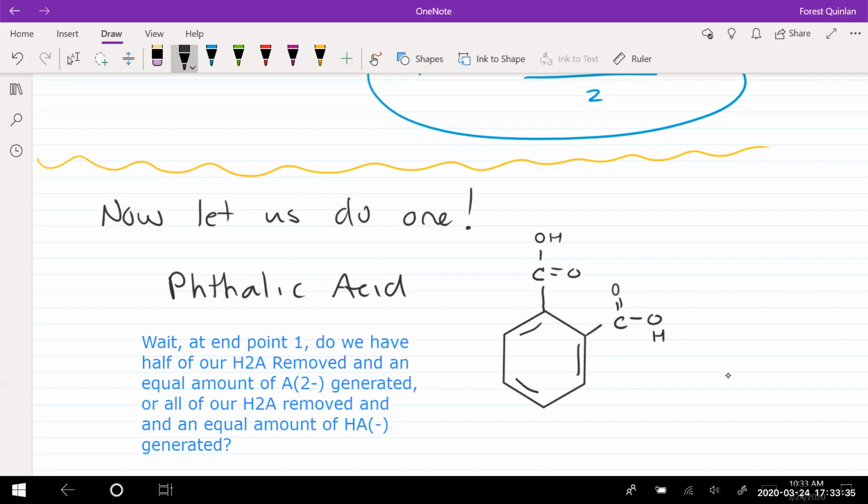Wait, so for when you remove half the H2A. Sorry? Yeah, hello.